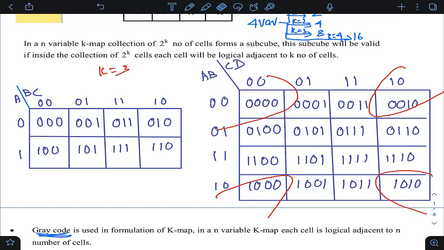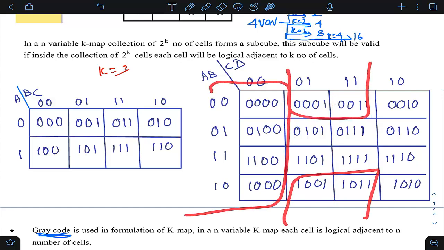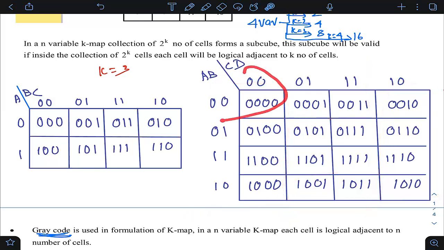Remember, students, each and every time we don't need to do all this subcube checking. You need to understand that a continuous collection of cells in a horizontal pattern or in a vertical pattern always satisfies the valid subcube property. So I can take the grouping like this, horizontal, or a continuous collection of vertical cells. Even the sidewise collection will satisfy, maybe like this or like this, or the diagonal one. So these are the valid subcubes.